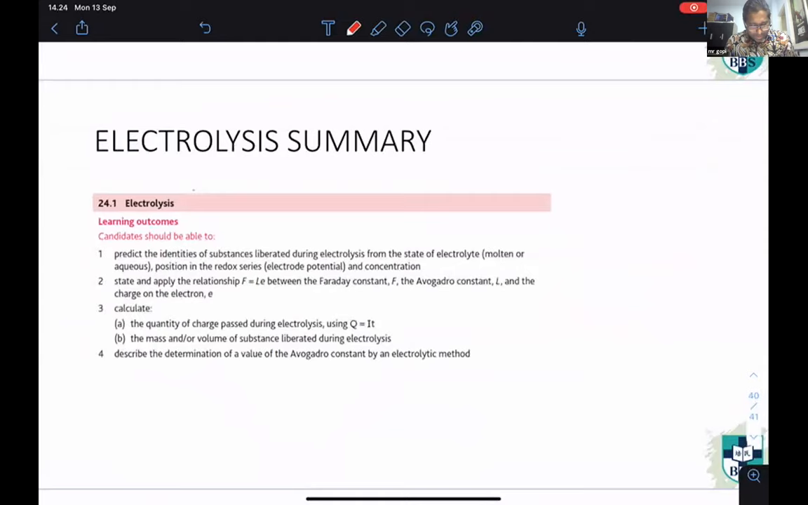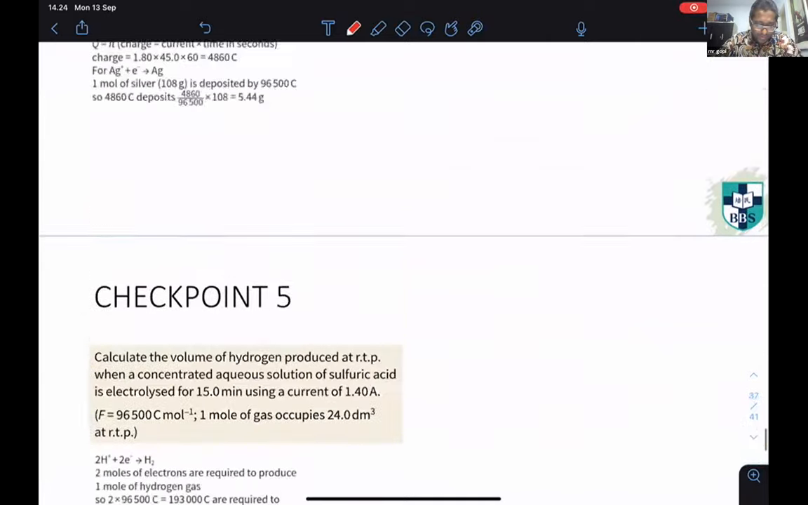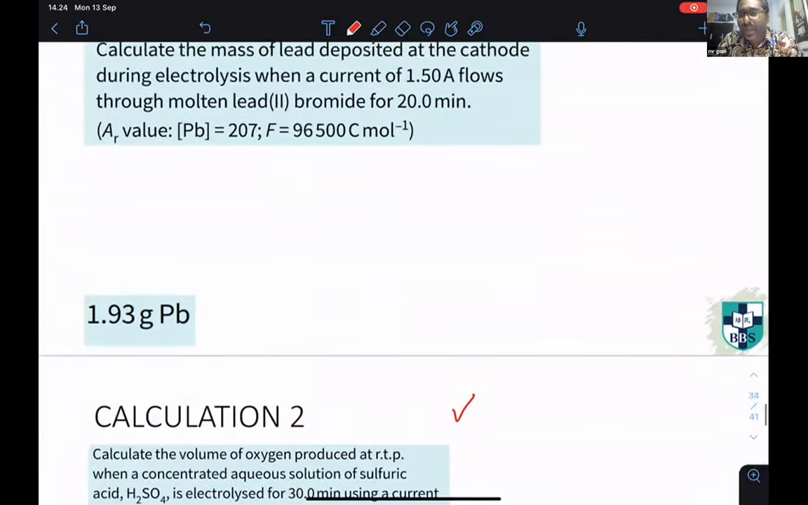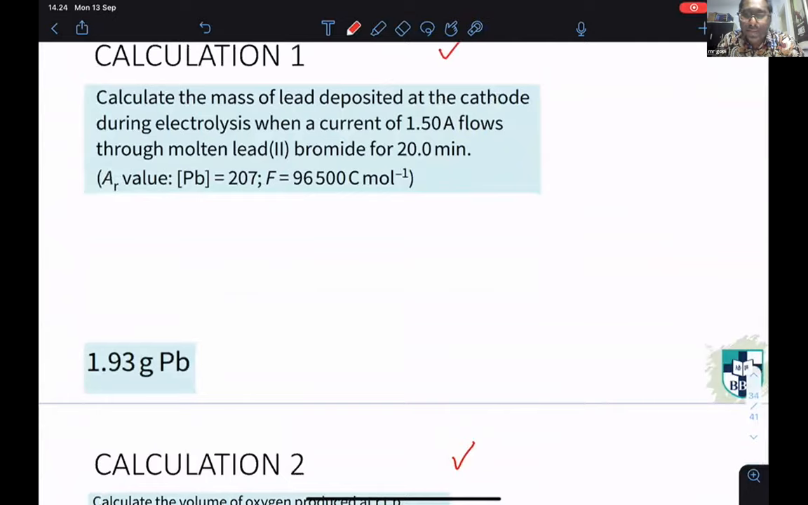This is the summary. Here, we just know the relationship, but we have not applied it yet. This part all the way to here will be covered by your teachers, but on Thursday I will go through all these calculations with you, so we can also cover this part. This is very, very important.